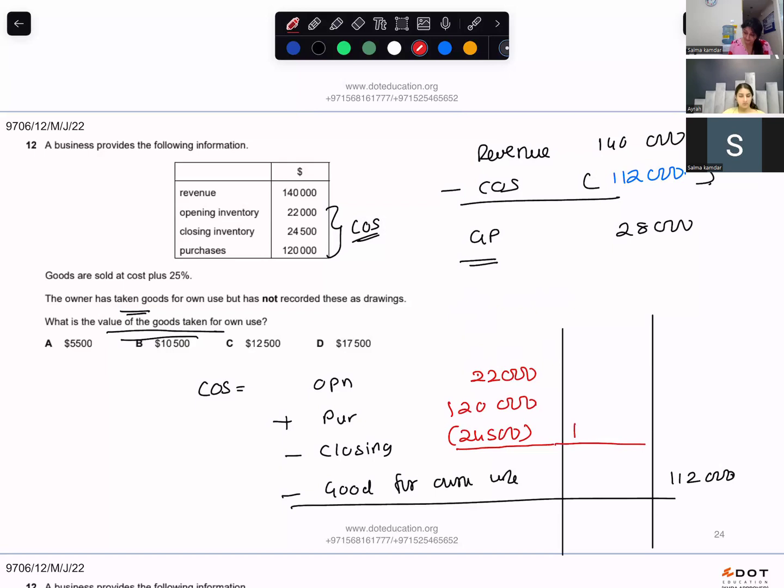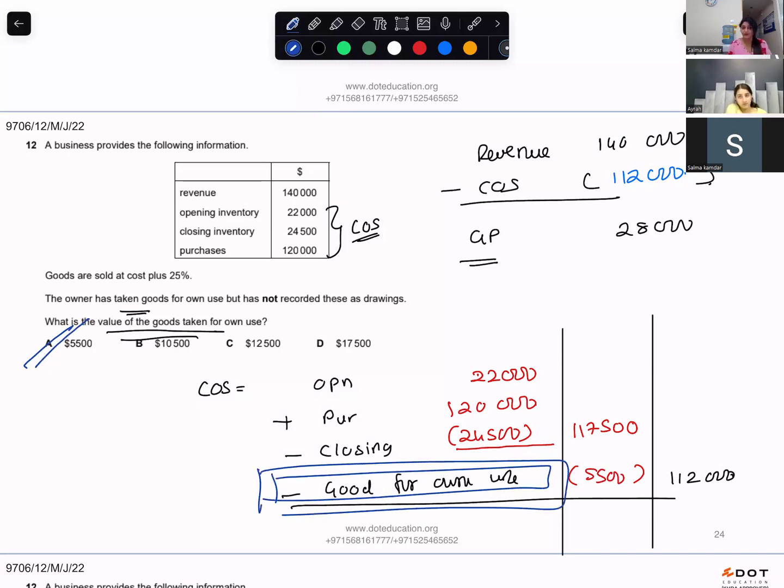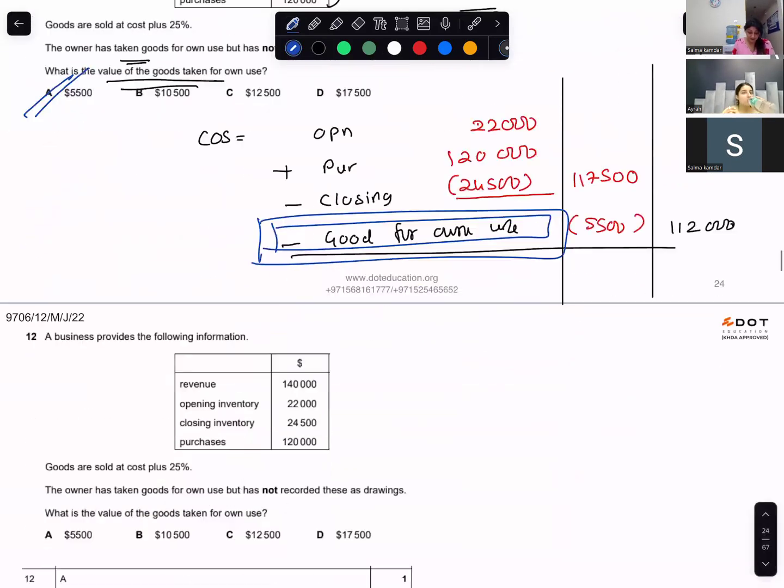What is the total of this? It's 117,500. From this, you will minus your cost of sales. So you get 112,500. No, 112,000. That's 5,500. What is so difficult? It's just a format. You know that goods for own use is a deduction from the cost of sales. So it is option A.